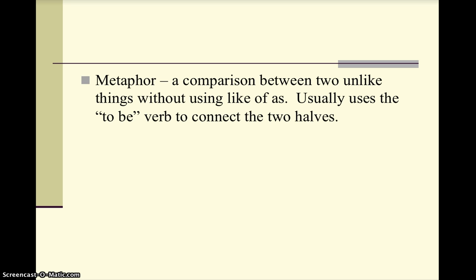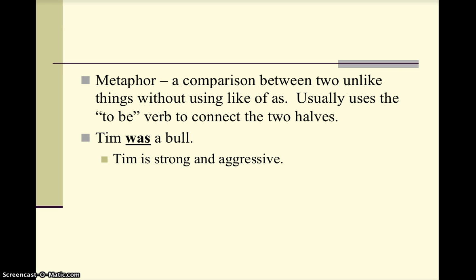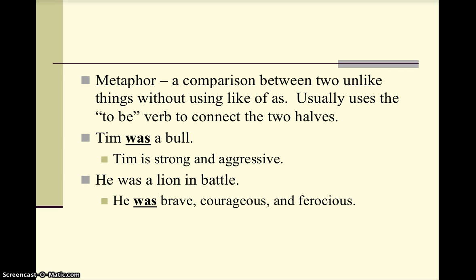Another literary device is the metaphor, a comparison between two unlike things without using like or as. A lot of times it will use the to be verb to connect the two halves: is, are, was, were, am. And we look at an example, "Tim was a bull." And it tells us that Tim is strong and aggressive without having to say that he's strong and aggressive. "He was a lion in battle." He was brave, courageous, ferocious in battle, or just in whatever he was doing, if you're telling us that he is that. So looking for those to be verbs like was or is or are will help with that.